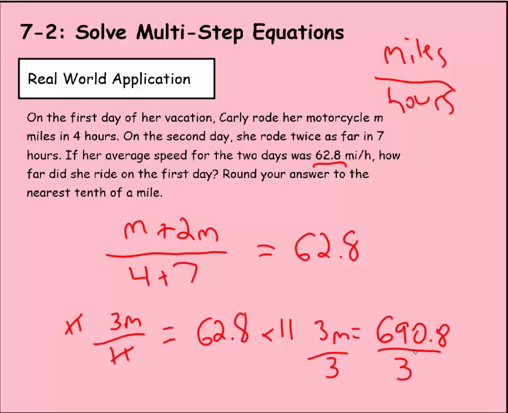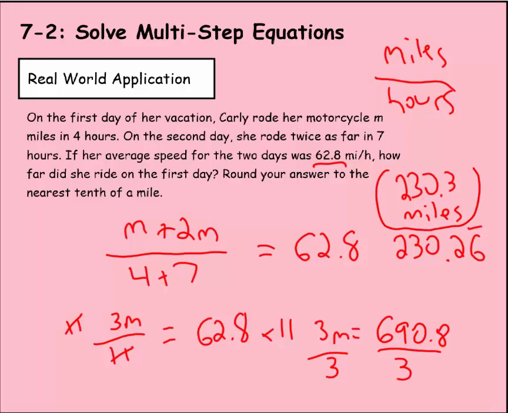690.8 divided by 3, once again on our calculators, gives us 230.26 with a line over it. If we're going to round that, that would become 230.3, and we'll say that's miles. So that's how far she rode on that first day, because it was only m miles, not 2m or anything like that.